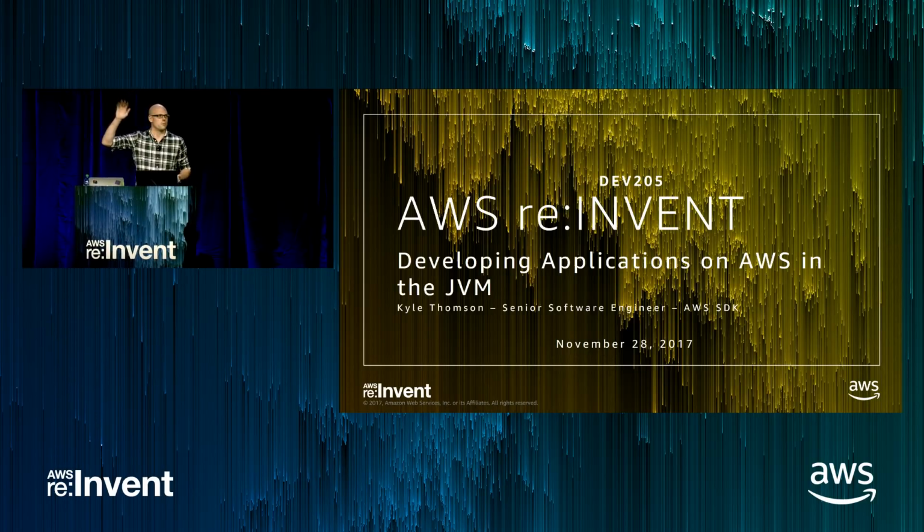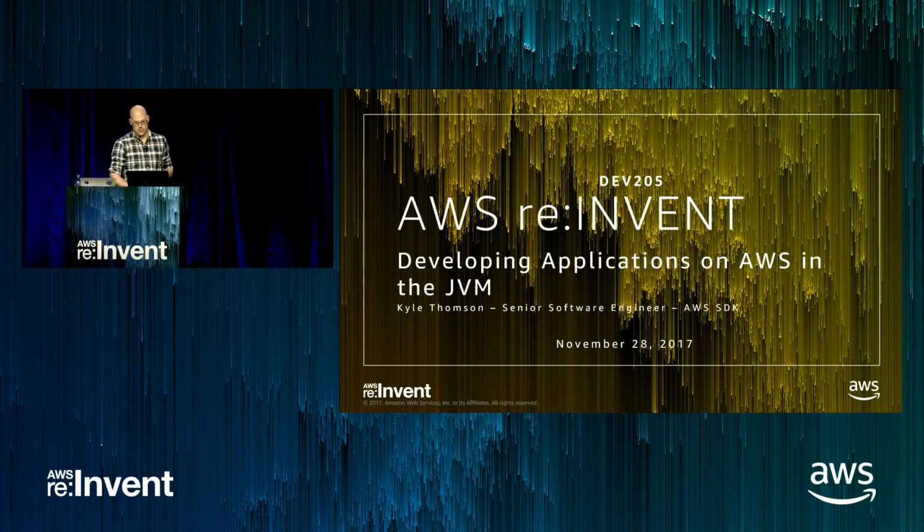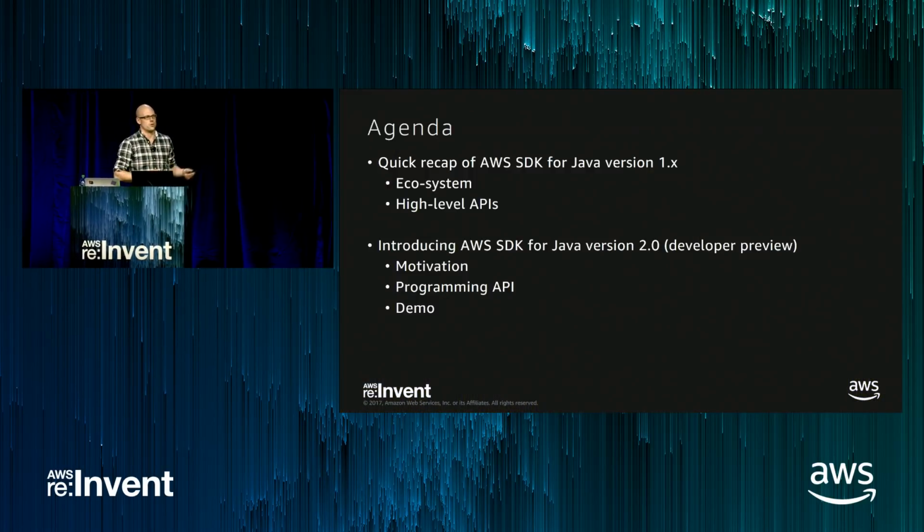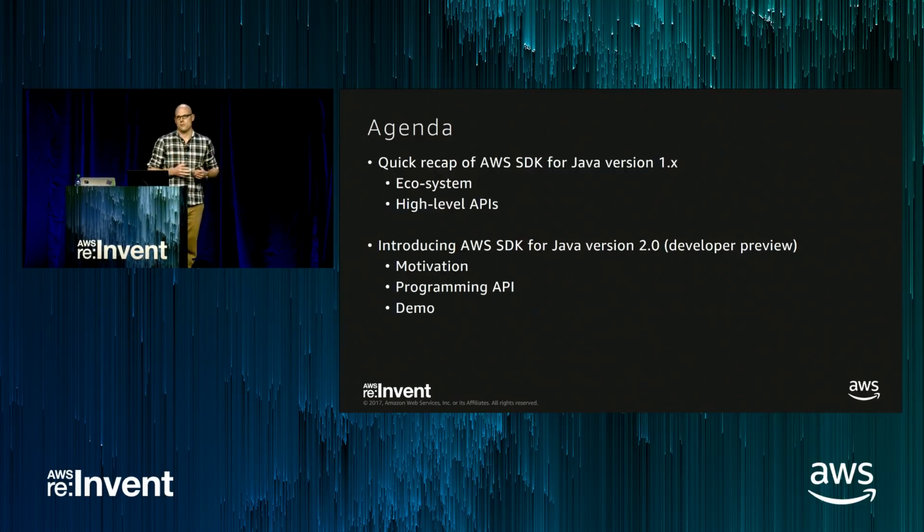Okay, so we've got a few people out there. As I say, we're going to spend most of the time talking about the SDK, but not version 1. We're going to do a little recap of version 1, take a look at where we are now and some of the high-level libraries that version 1 exposes. And then we're going to jump into version 2, which is currently in developer preview. So this is our upcoming next version of the Java SDK.